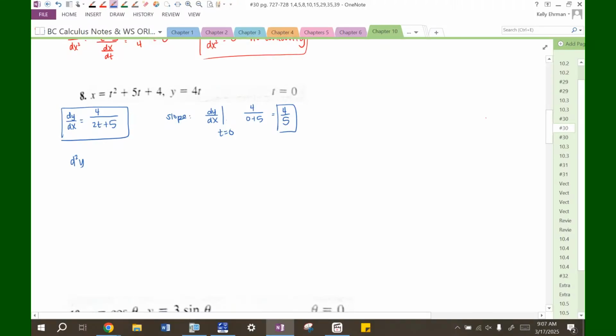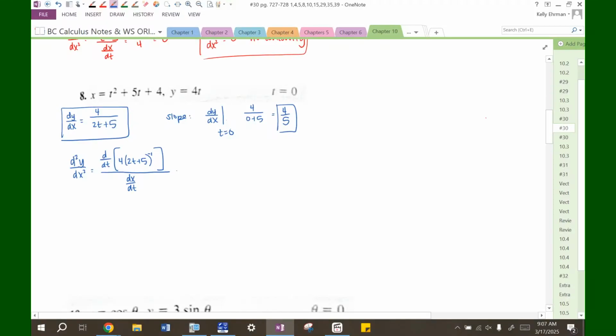For the second derivative, again, it's the derivative with respect to t of dy/dx. And you know what? I'm going to rewrite this. I don't want to do quotient rule, so I want to rewrite this. I want to use power rule with a little chain rule thrown in. So the derivative of what I just got divided by dx/dt.